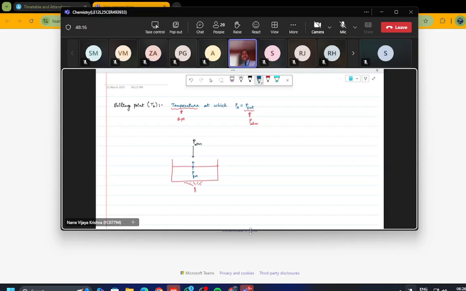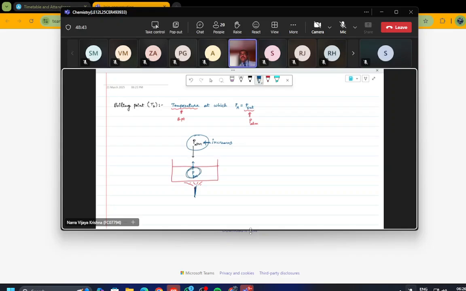Respond. Yes or no? Now, by some means, if I keep on increasing P atmosphere or P external, then what happens to P of gas? What should happen to P of gas to convert into vapor? It should increase.